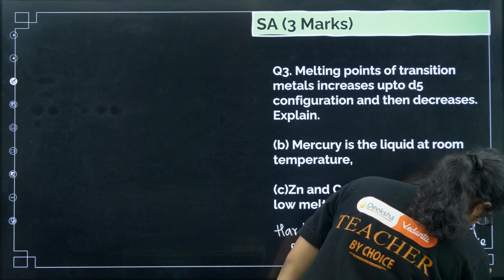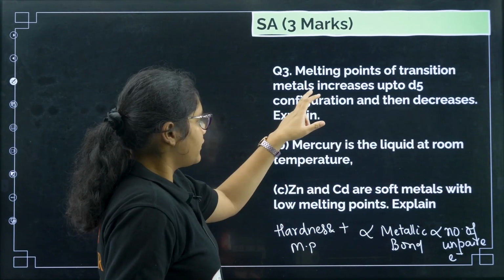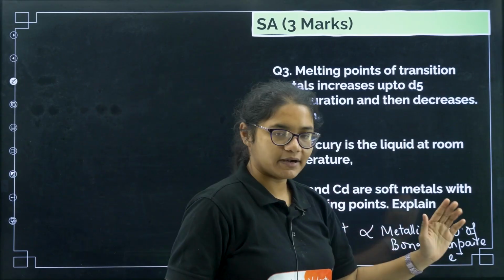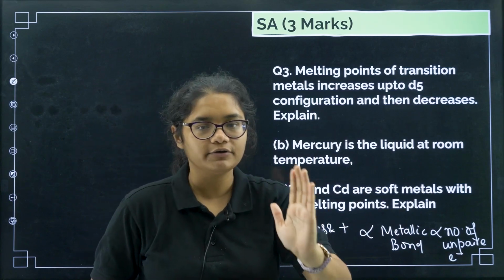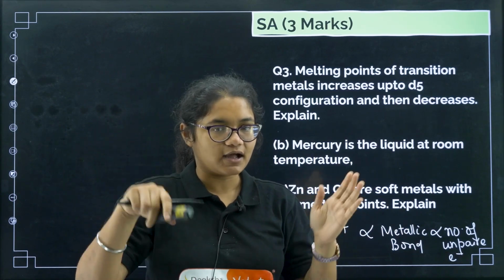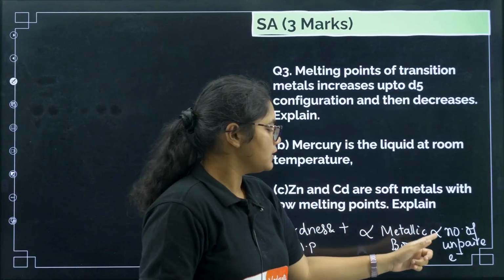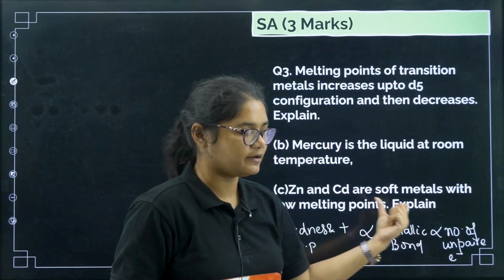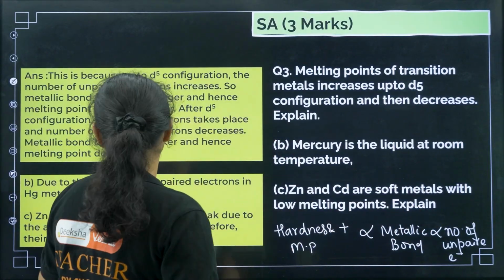Okay, now if you see, for the transition elements up to D5, what was happening? Number of unpaired electrons was increasing. D1, D2, D3, D4, D5: 1, 2, 3, 4, 5 unpaired electrons are there. When you come to D6, again the unpaired electrons decrease: 4, 3, 2, 1, 0, right? So up to D5, number of unpaired electrons increase, so metallic bonding will increase, so that is why hardness and melting point will increase, right? So that is the first answer here.